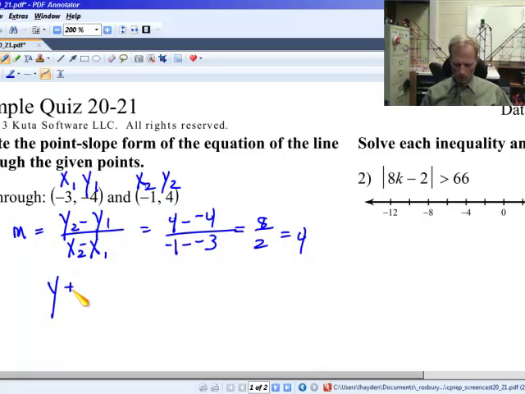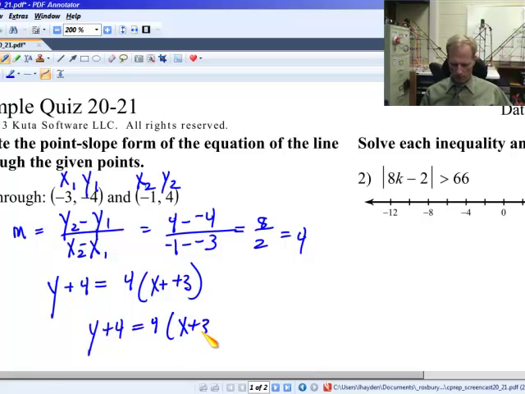So I'm going to do y minus -4, which is the same thing as y plus 4. And that's equal to 4 times x minus -3, which ends up being x plus 3. So my equation is y plus 4 equals 4 times x plus 3.